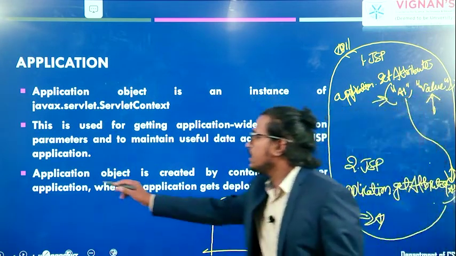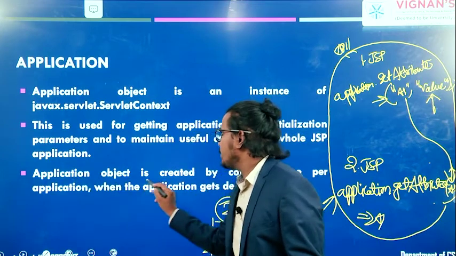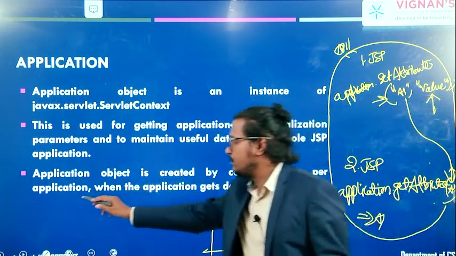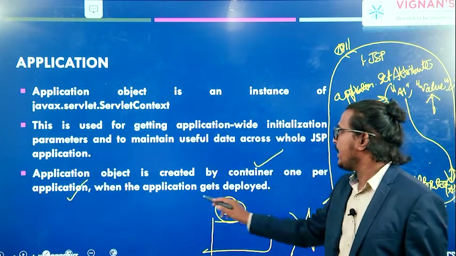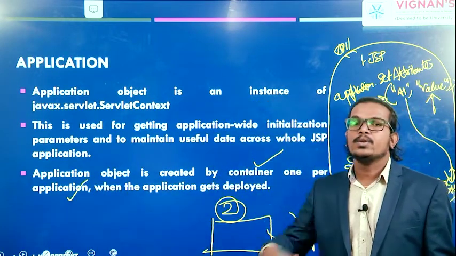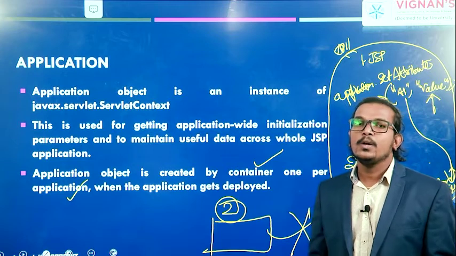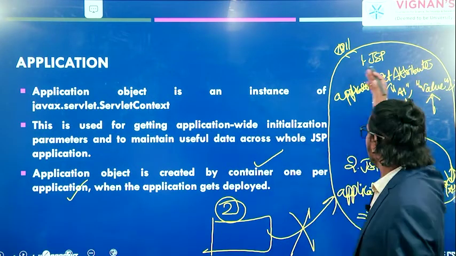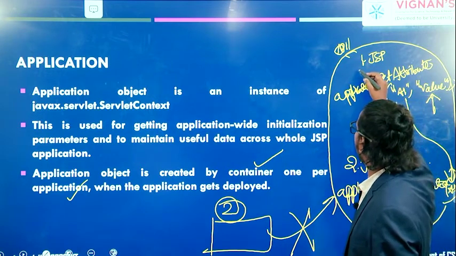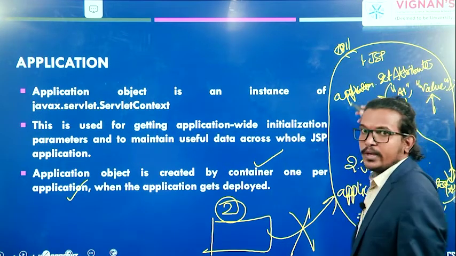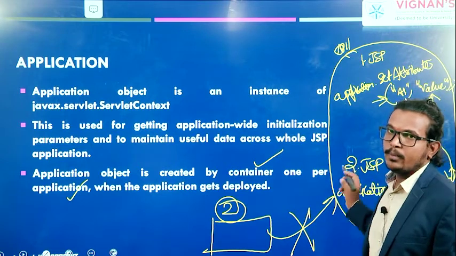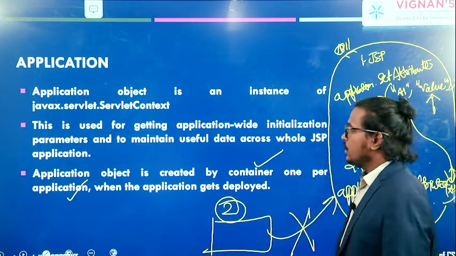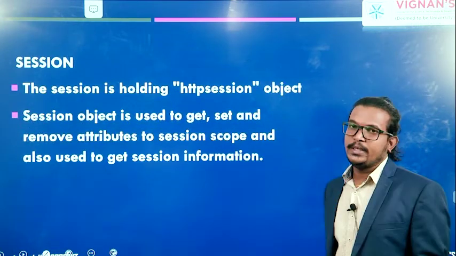See here. The third point is that the application object is created by the container, one per application, when the application gets deployed. When your application is deployed, once your project is in a running stage, if you want to pass information from one page to another page, we can do that with the help of the application object. Clear? The next one is the session object.